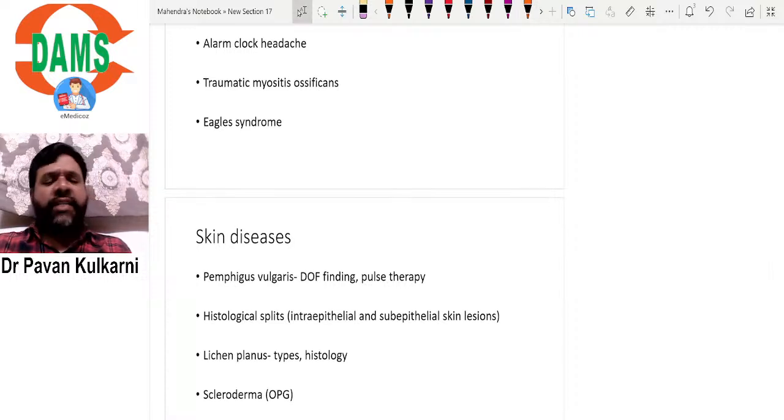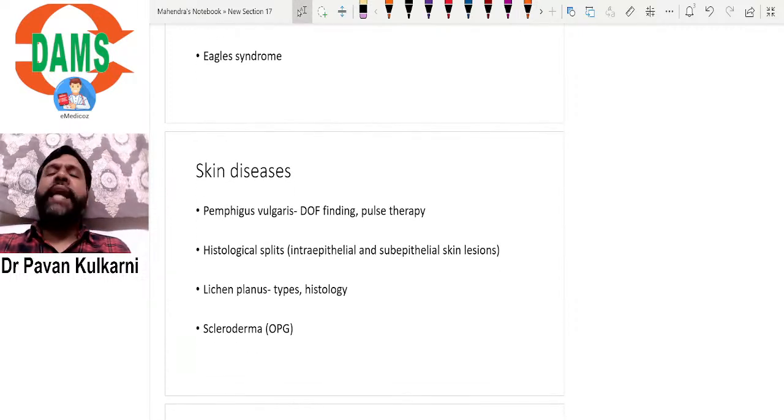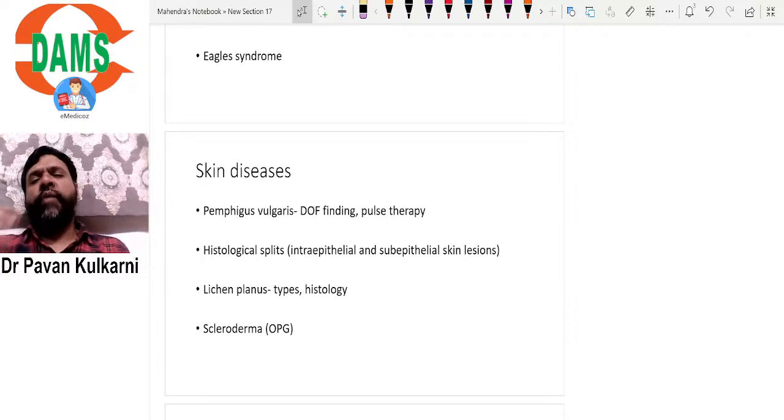Moving on to skin diseases, what are we supposed to know in skin disease? The main topic of skin disease, classically, is pemphigus. What are the various types of pemphigus you see? Pemphigus vulgaris, pemphigus vegetans. The types which will have oral manifestation are vulgaris and vegetans. Where do you see cerebriform tongue? Cerebriform tongue is characteristically seen in pemphigus vegetans.